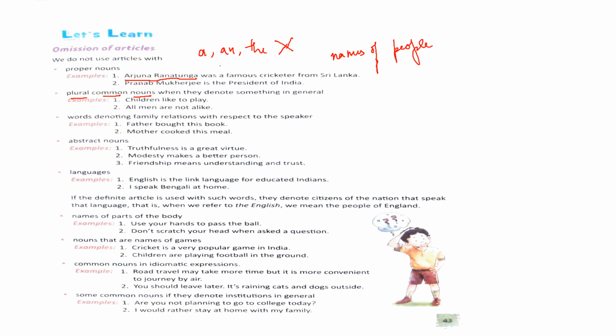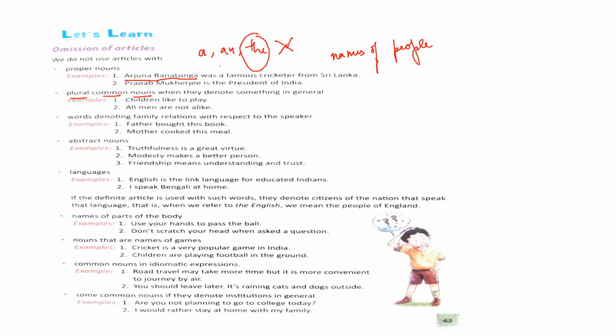Now see the example. Children like to play. Second one, all men are not alike. You must have studied previously that we can use "the" with both plural and singular common nouns. But in some cases, plural common nouns denote something in general, not something in particular.